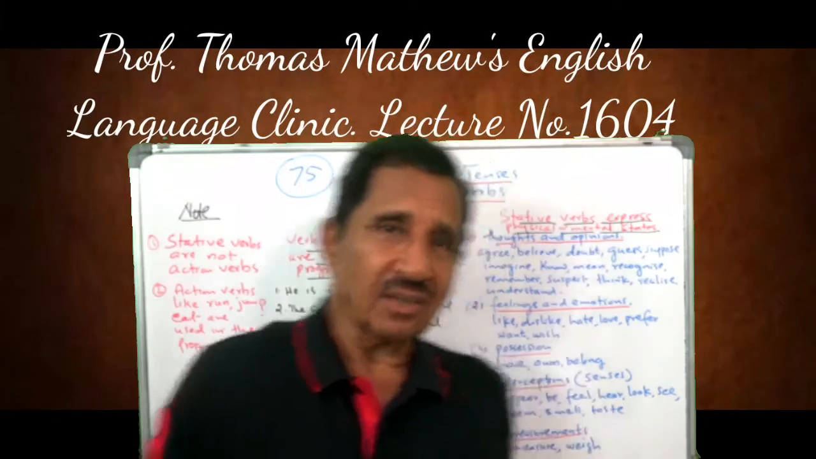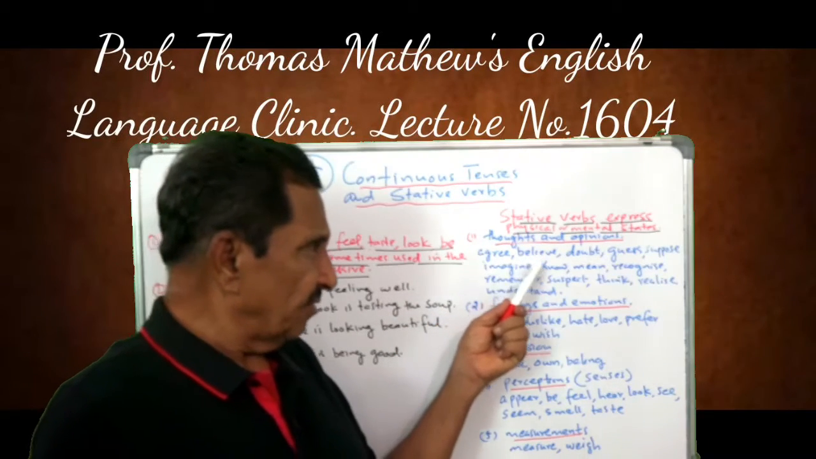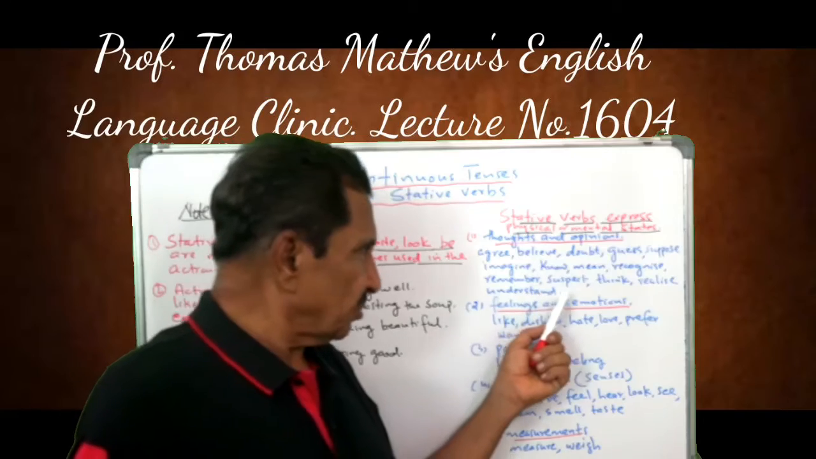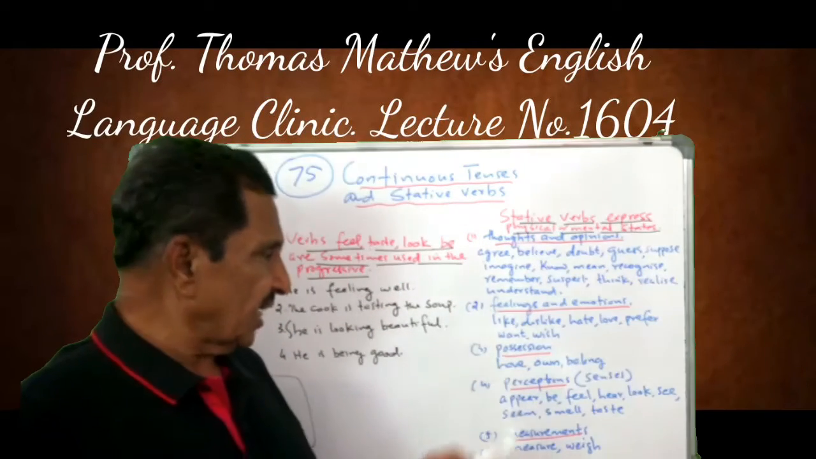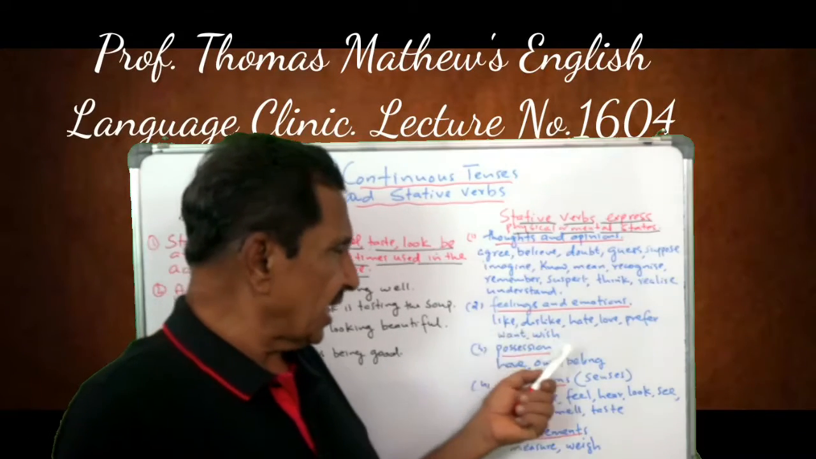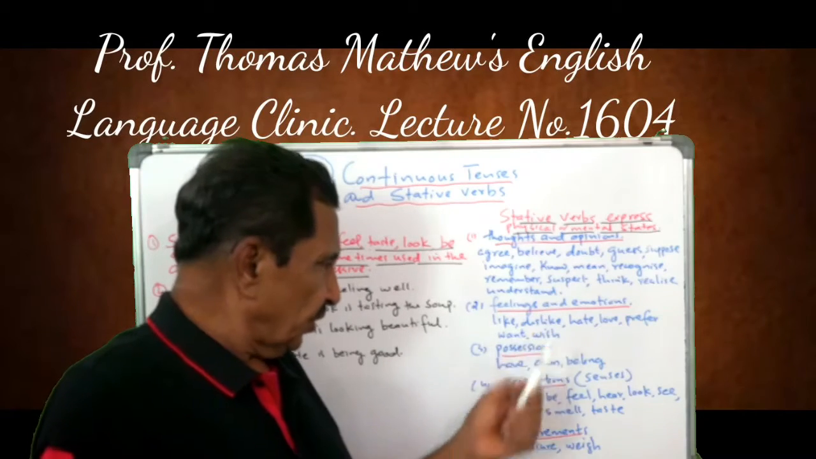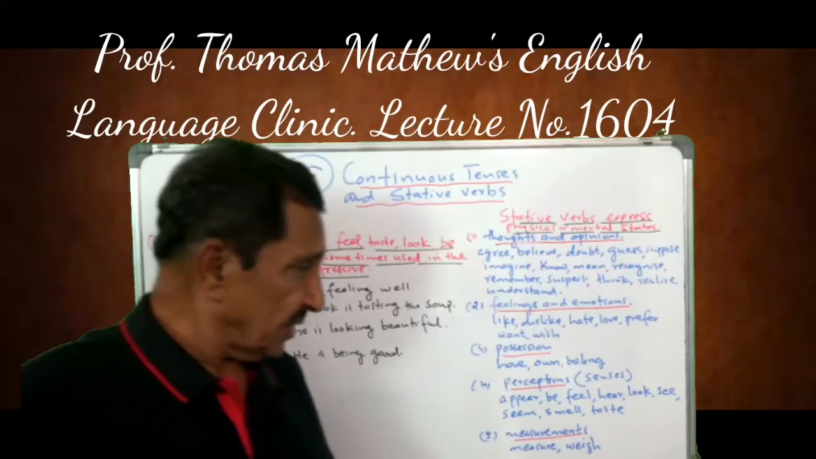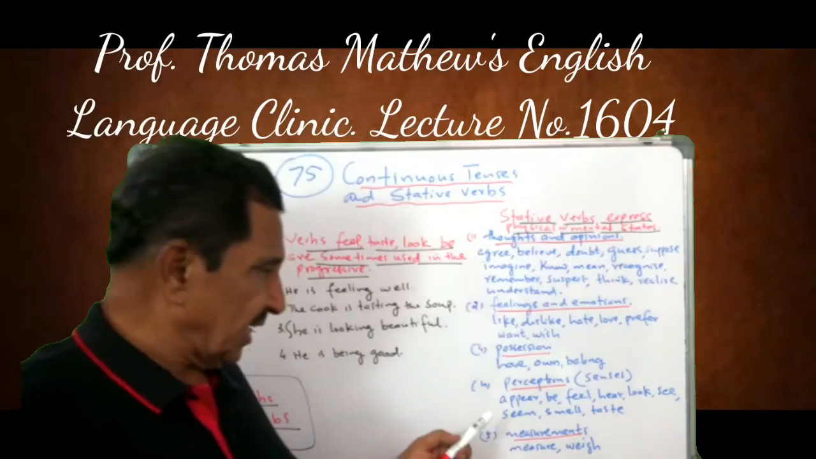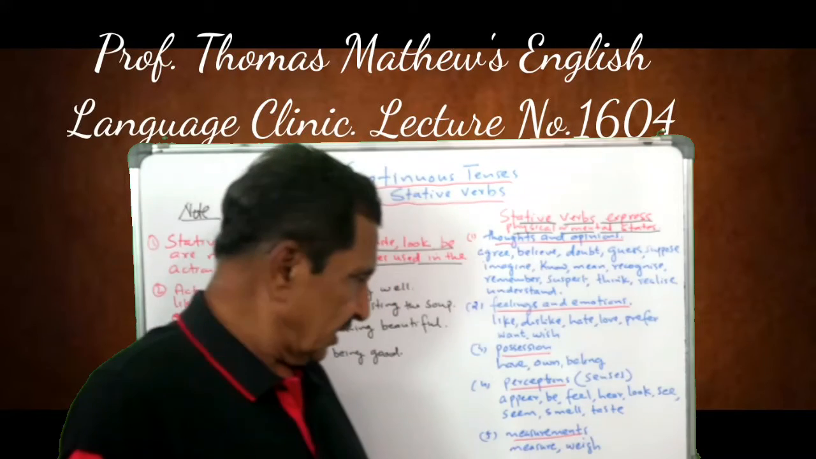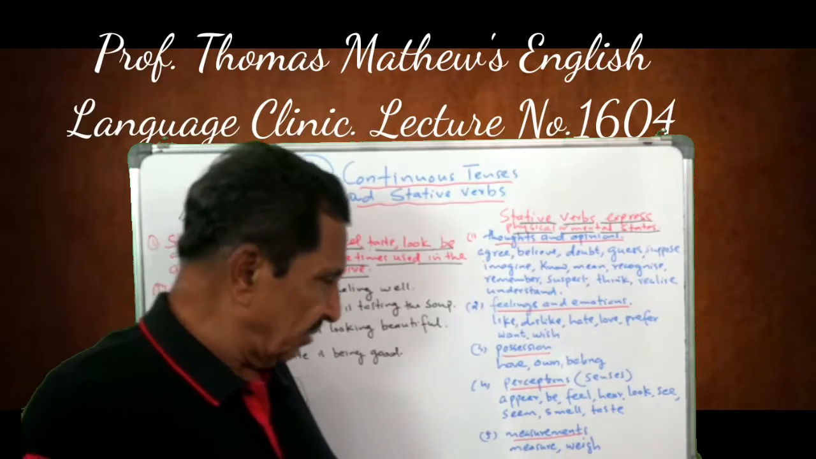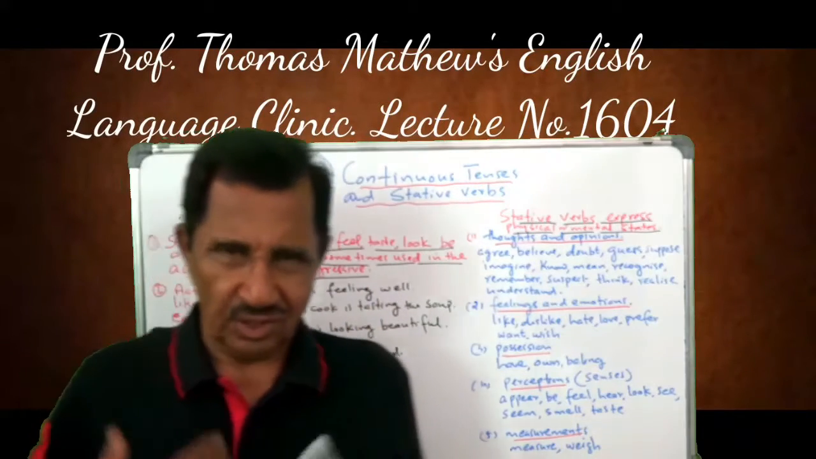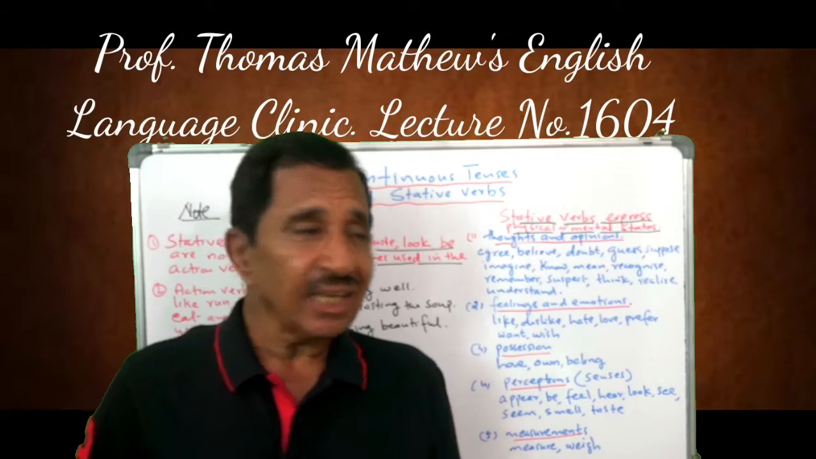But when you say words like agree, believe, doubt, guess, suppose, imagine, know, mean, recognize, remember, suspect, think, realize, understand, and feelings and emotions like, dislike, hate, love, prefer, want, wish, possession. It's showing possession like have, own, and belong. Perceptions, senses now. What you get through your senses like appear, be, feel, hear, look, see, seem, smell, taste. Then measurements like measure, weigh. So these thoughts and opinions, you express your thoughts and opinions. These verbs are stative verbs.